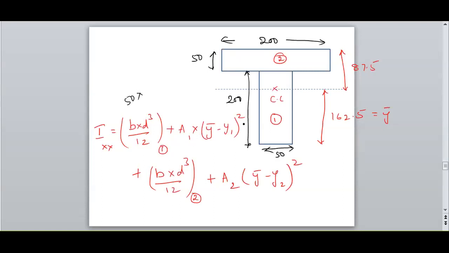and depth of the first cross section is 200, so 50 into 200 cube by 12. This is the value. And now for the second cross section, the B value is 200 and the D value is 50, 200 into 50 cube by 12. Using these values, I need to find the Ixx for the global centroid.